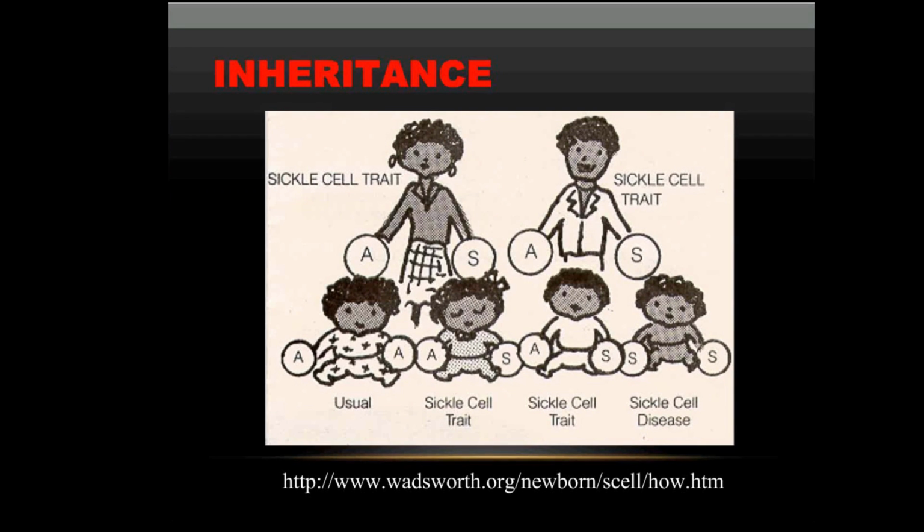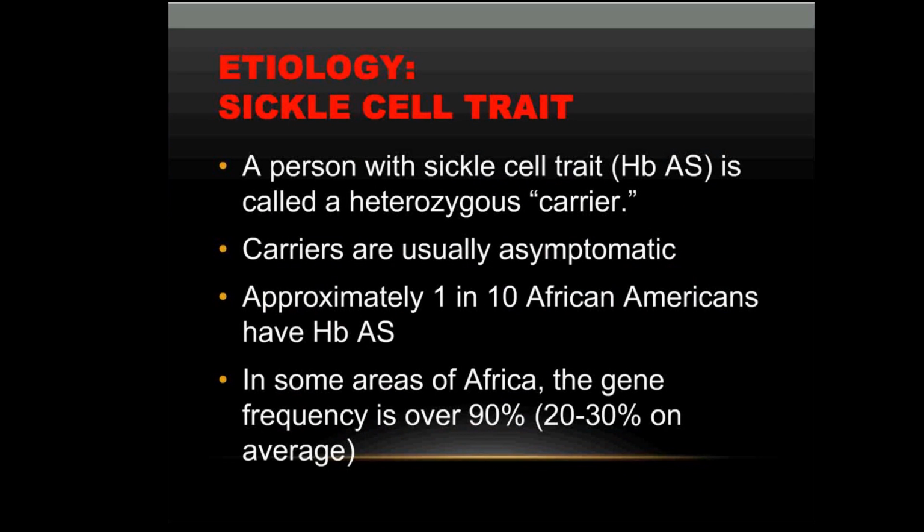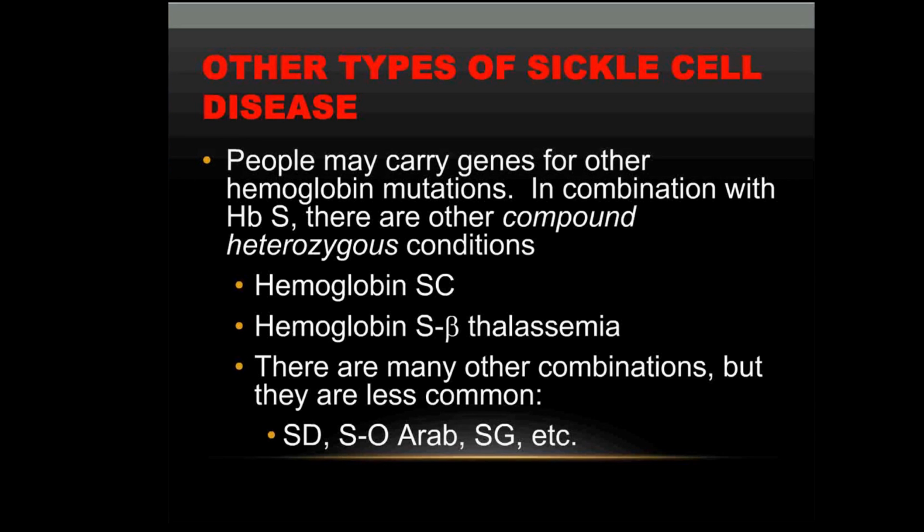Okay, now when we talk about inheritance, this is a cute little picture instead of the usual 4-square box. But anyway, if a couple each have sickle cell trait, out of 4 children, one would have normal hemoglobin, two would have sickle cell trait, and one would have sickle cell disease. Now, a person with sickle cell trait is called heterozygous, and they're a carrier. They're usually asymptomatic, and about 1 in 10 African Americans have hemoglobin AS. In some parts of Africa, the gene frequency is over 90%, but basically it's 20 to 30% on average.